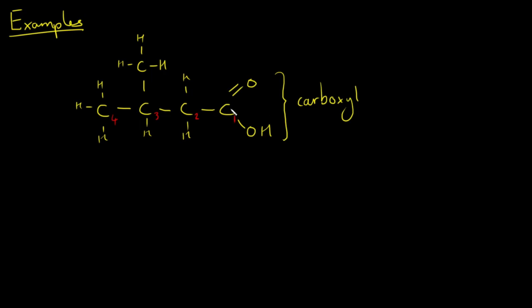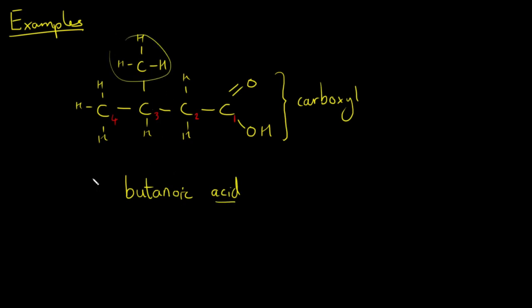So let's find the longest chain. 1, 2, 3, 4 carbons. So my prefix for 4 carbons is but. It's got a carboxyl functional group. It's a carboxylic acid, so it's going to end in anoic acid. Make sure we remember the acid part. And then we've got our usual suspect.